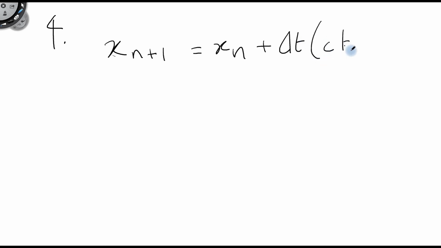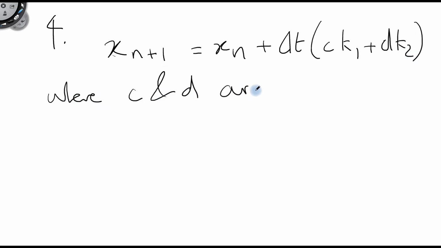And then we can put it all together in the 4th step. We then have x_(n+1) equals x_n plus delta t times c k1 plus d k2, where c and d are to be determined.